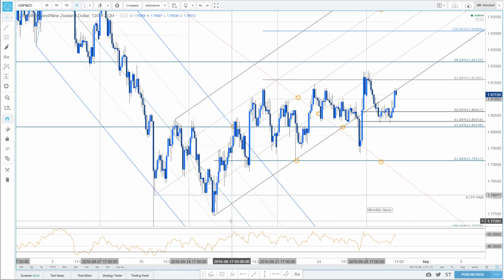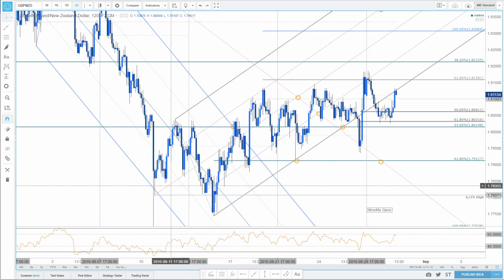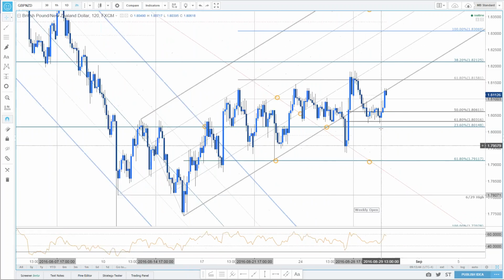Usually on a break of such a parallel that's held for almost 3 weeks here, you'd expect to see a little bit more of a rundown. So here's the first test, a break of support, checking it as resistance, and here's your weekly open now sitting as immediate support at 81.12.